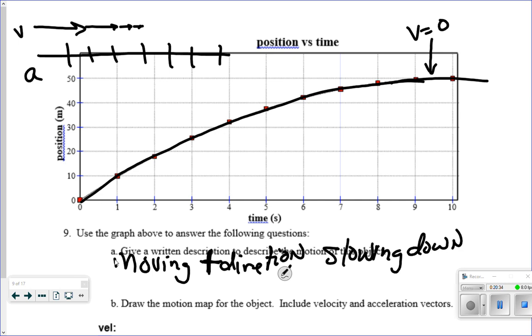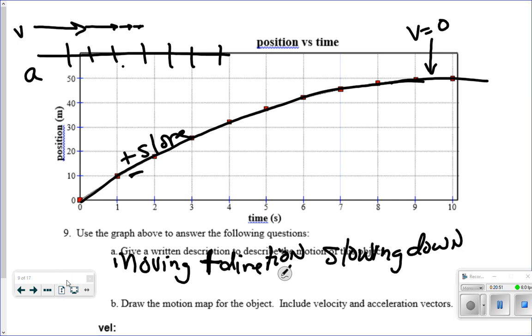Now, if we're stopping and we have a positive slope, I mean, it's a changing slope, but it's still a positive slope. The line is still going up. So that's why I'm going to the right. Arrows are getting smaller because it's slowing down, but it's also going to the right because my slope is positive.